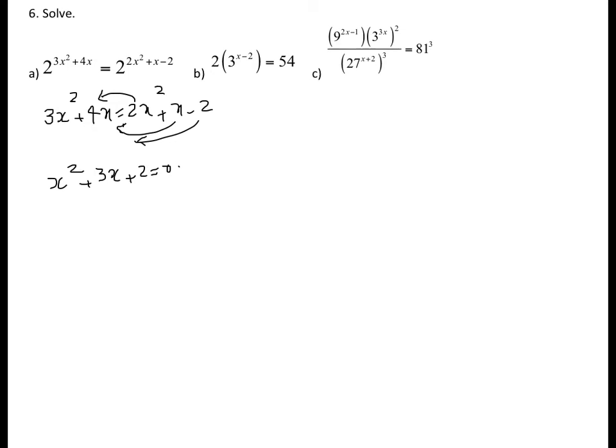I can use factoring instead of using quadratic. Two numbers that multiply to give 2 and add up to 3. Those two numbers are 1 and 2, so I can write this one as x plus 1 times x plus 2 is equal to 0. So I get x is negative 1 and x is negative 2.